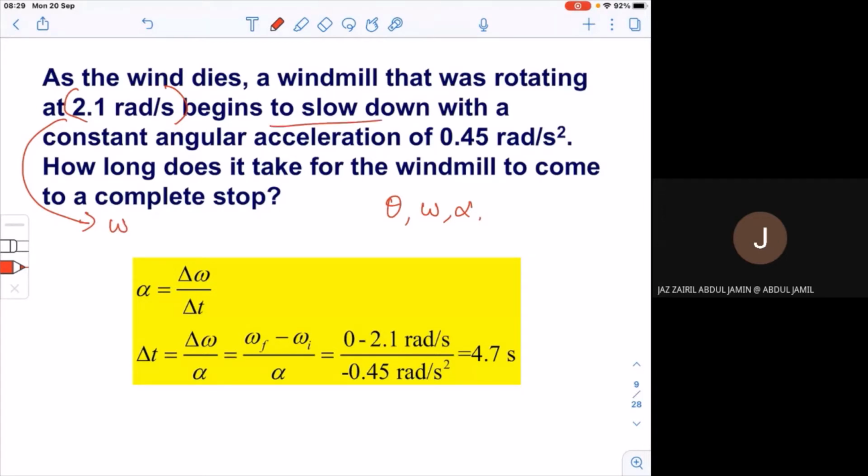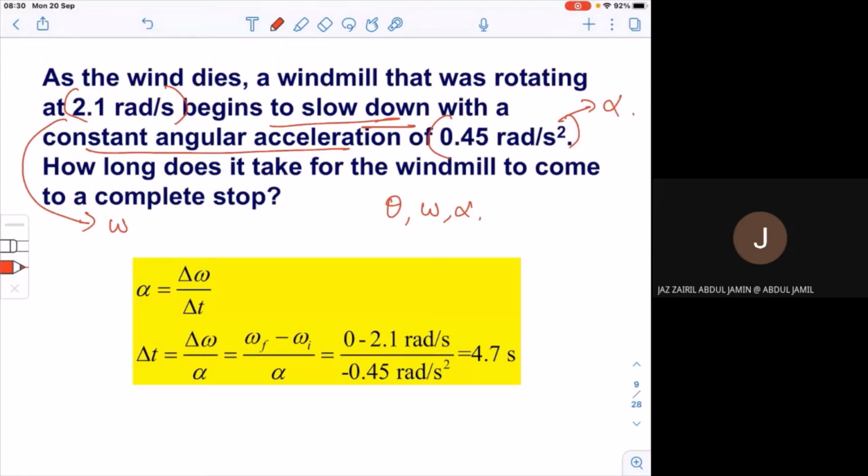Begins to slow with a constant angular acceleration. Constant angular acceleration of, this one is alpha. How long does it take for the windmill to come to a complete stop?